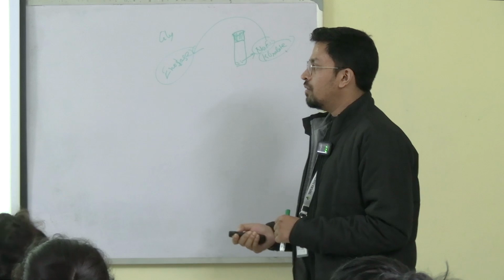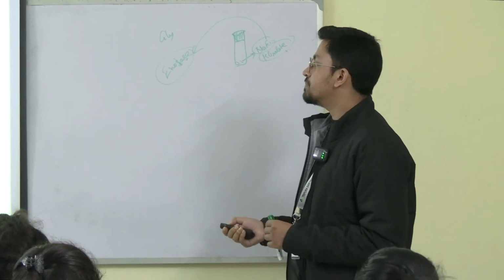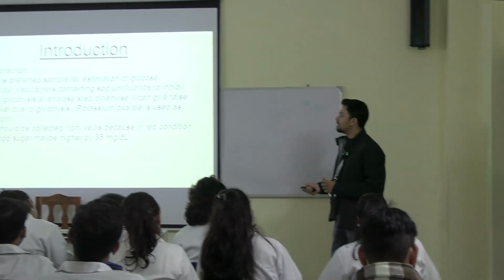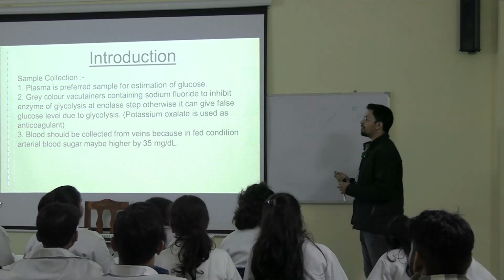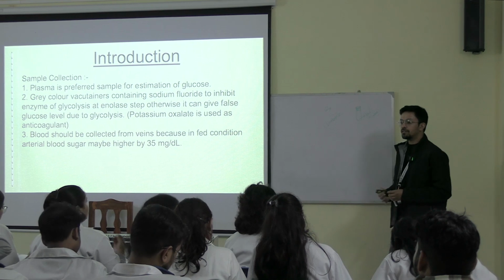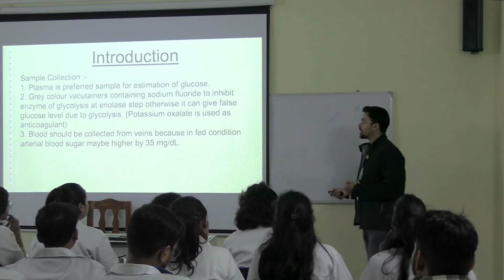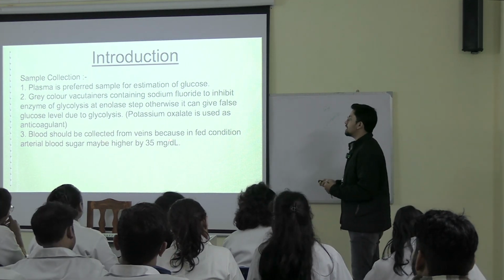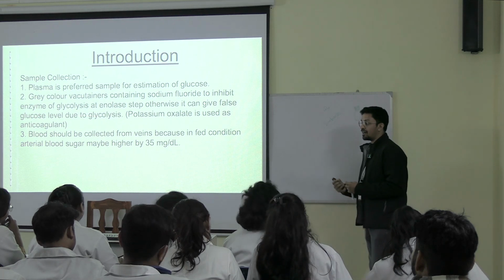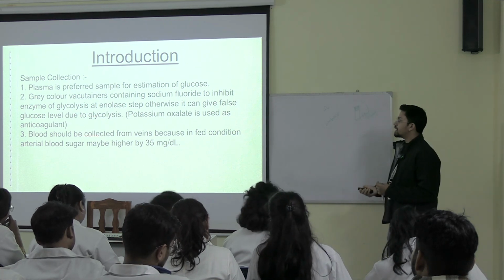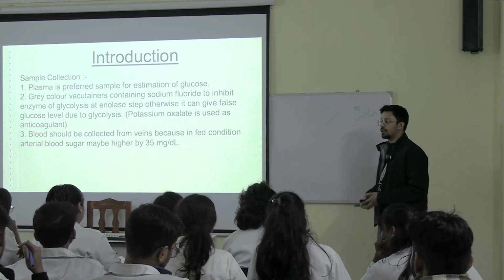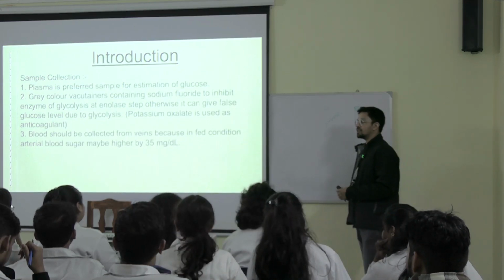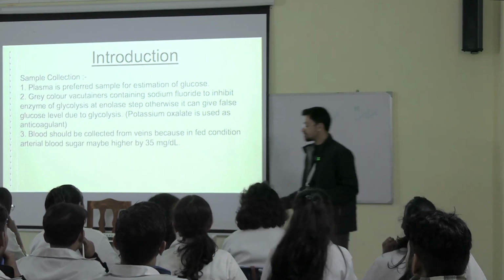Done. Now, blood should be collected from the veins because in fed condition, arterial blood sugar may be higher by 35 mg per deciliter. Now, what do you mean by fed condition? After having food. What they are saying is that the blood sample should be collected from the veins, not from the arteries, because in fed condition the arterial blood sugar may be higher by 35 mg per deciliter. Why? Anybody has any question or any answer to this?